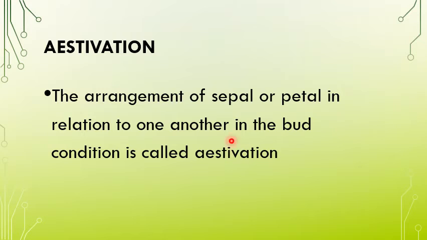Next, and a very important topic, is estivation. The arrangement of sepals or petals in relation to one another in the bud condition is called estivation. It means how the petals or sepals are arranged within the bud condition; that arrangement is known as estivation.